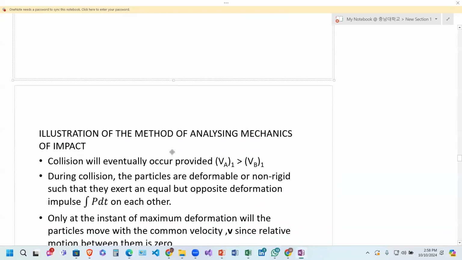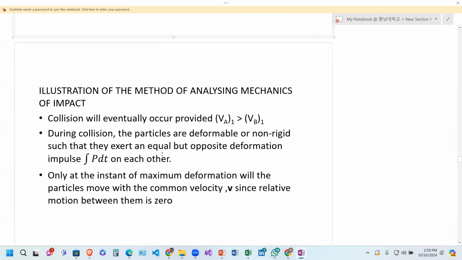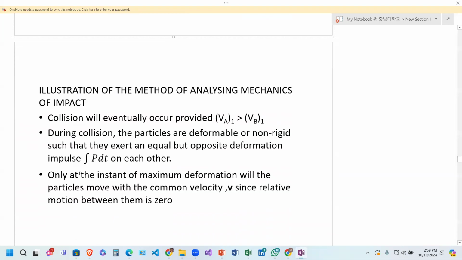Now, an illustration of the method of analysis of the mechanics of impact. How do we go about solving problems with impact? First of all, collision will eventually occur provided that the velocity of the first particle is greater than the velocity of the second particle. Like we saw in the previous example, there was collision, but in another example the two moved together afterwards. That is the first thing to take note of: collision will eventually occur if the velocity of the first particle is greater than the velocity of the second.